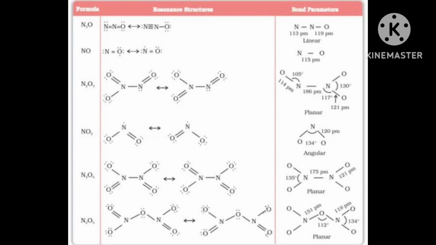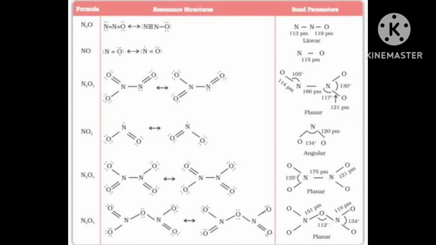Okay, and this is also a planar structure. Only NO2 was having an angular structure, NO2. Okay, but now this N2O4 is a planar structure, and the last structure is N2O5. That means 2 nitrogen and 5 oxygens are there.